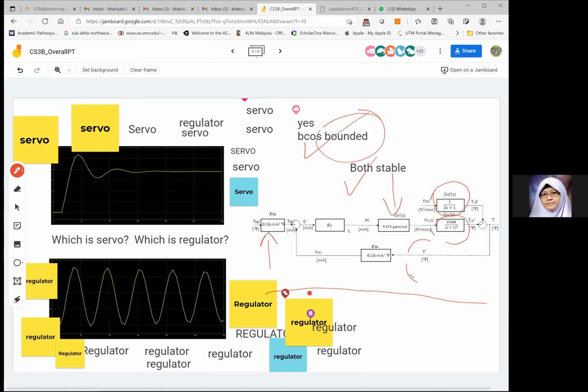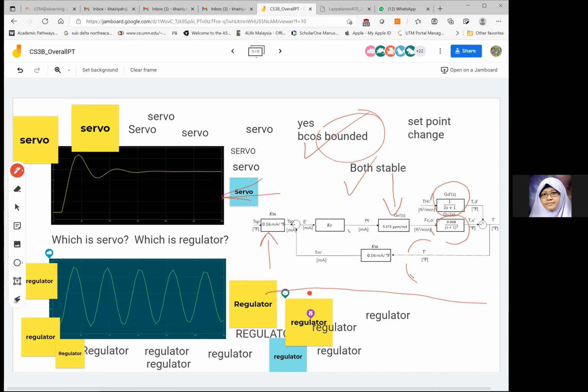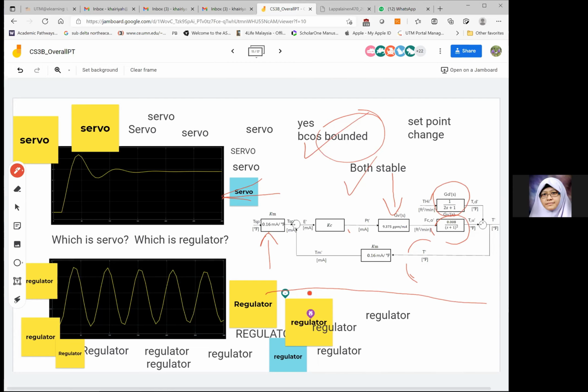So this is actually servo. Why do you say this is servo? This is correct. How do you know it's servo? You can unmute your mic if you want. Because it's a set point change. Okay, so if this is a control variable response, you have it changing to a new set point. So it's servo. What about the other one? Why do you say it's regulator?